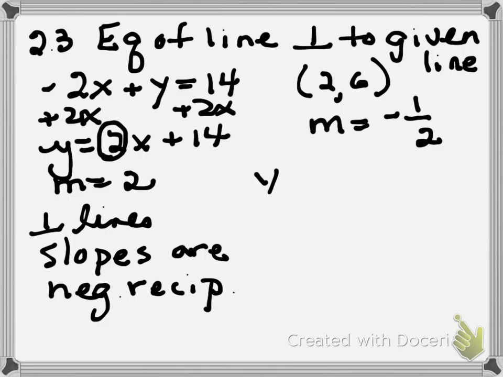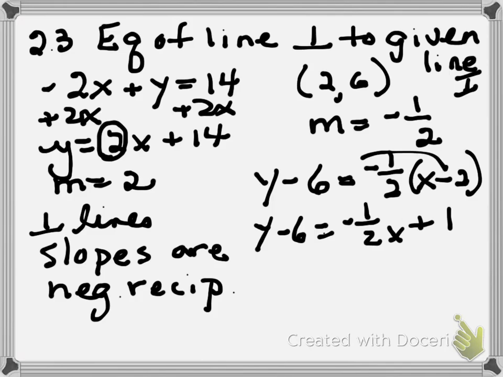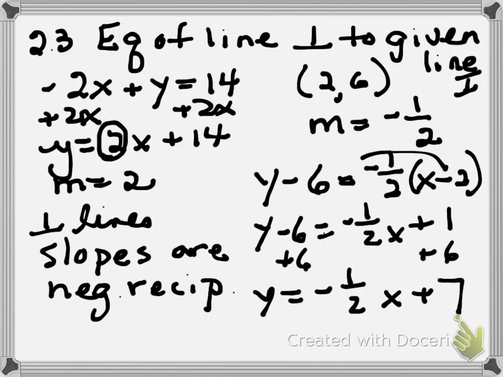Now I have y minus y1 equals the slope times x minus x1. This is also a part 1 question, by the way, worth 1 point. So I have y minus 6 equals -1/2 times (x plus 1). Add 6, y equals -1/2 x plus 7.